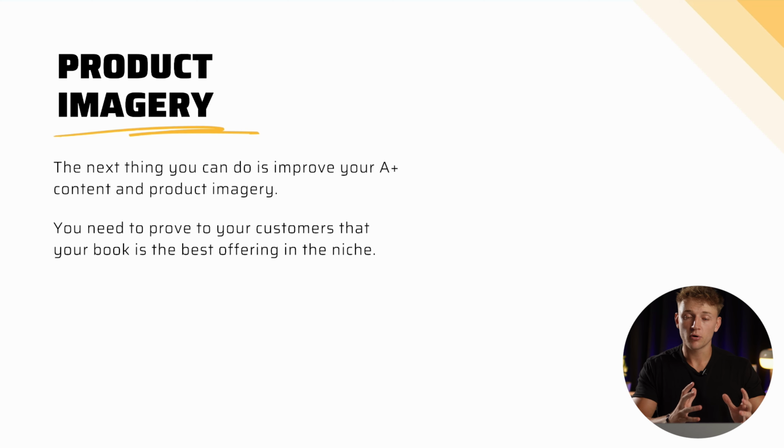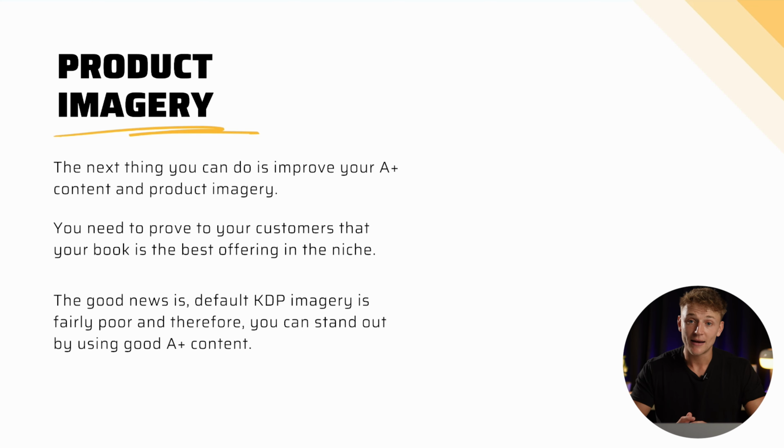Now, the whole point with product imagery when it comes to being better than your competition is you simply just need to prove to your customers that your book is the best offering in the niche, and product imagery really should not be slept on when it comes to this. Now, the good news is the default KDP imagery is fairly poor, and therefore you can stand out by using really good Amazon A+ content.